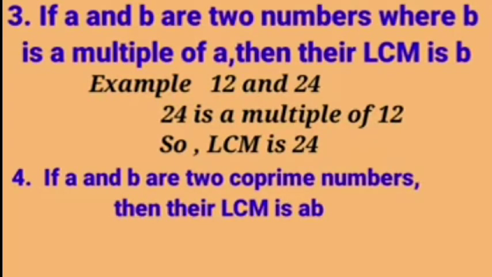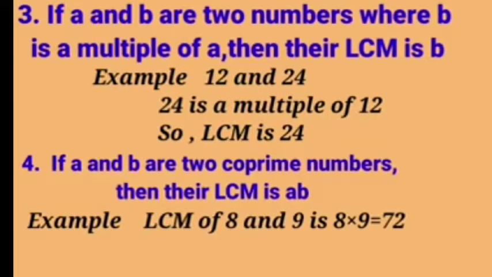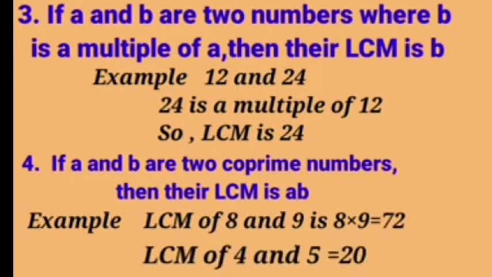Now coming to the fourth one. If A and B are two co-prime numbers, then their LCM is the product of these two numbers, so A into B. For example, LCM of 8 and 9. Now 8 and 9, they are co-prime numbers. So their LCM will be 8 into 9, that is 72. Similarly, let's see LCM of 4 and 5. 4 and 5, they are also co-prime numbers. So their LCM will be 4 multiplied by 5 equal to 20.